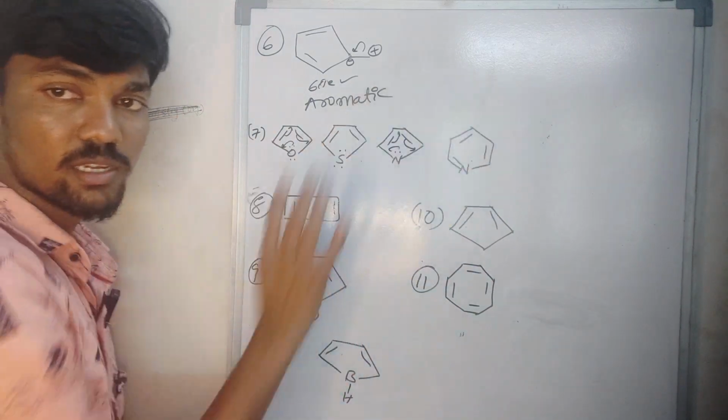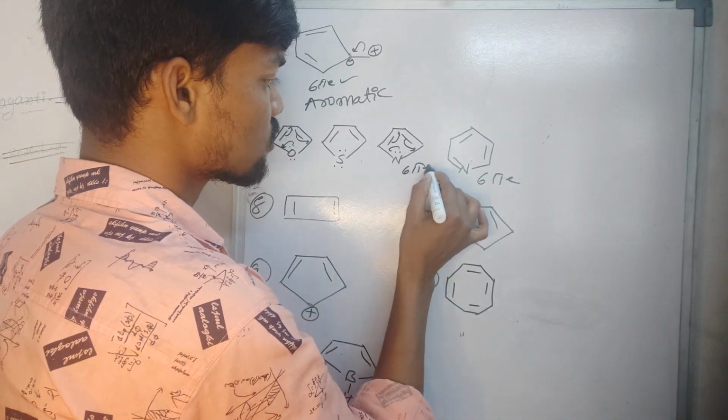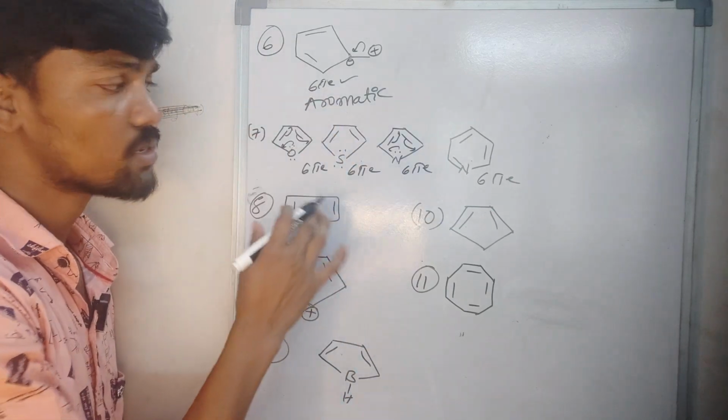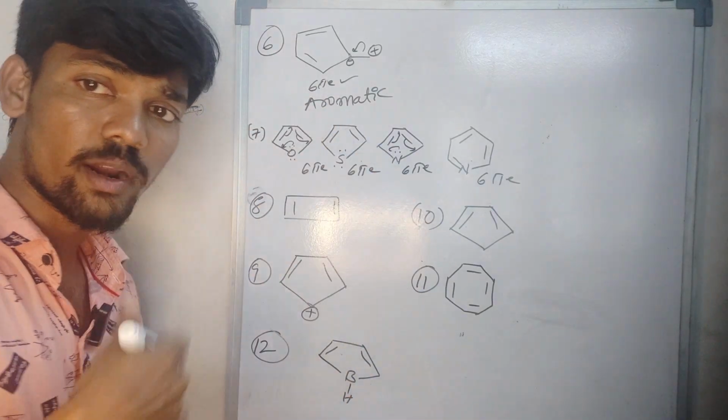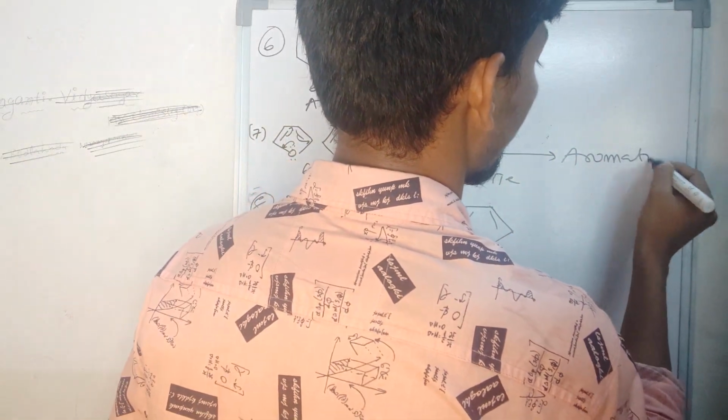Understand? So how many pi electrons are there? 6. Here 6 pi electrons, here 6 pi electrons, here also 6 pi electrons. Totally 6 pi electrons. 6 pi electrons are included under aromatic compounds. So these are aromatic compounds. Okay, I will accept this.